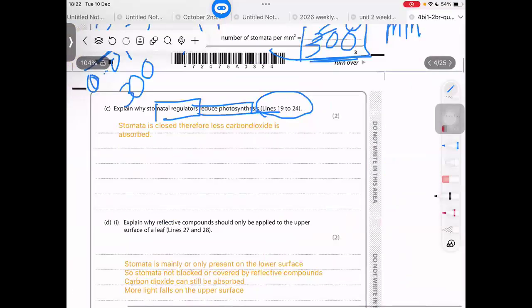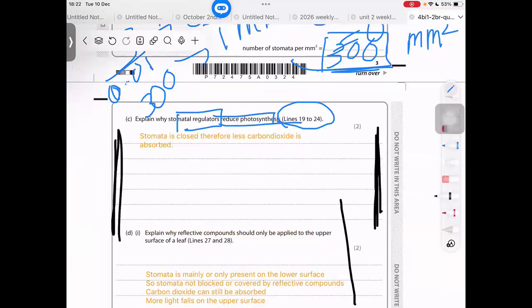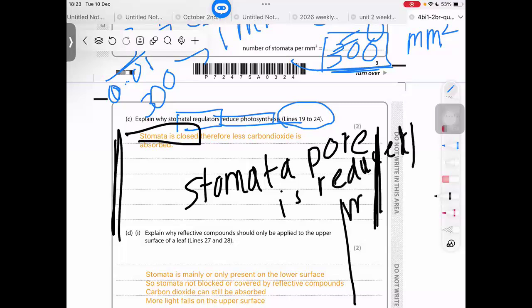Now you can see over here, they have said, explain why stomatal regulators reduce photosynthesis. Even though they have given a lot of lines, right? The expected answer, it's better if you can explain it. The expected points are: stomata is closed, or else you can write the stomatal pore is reduced or made smaller.